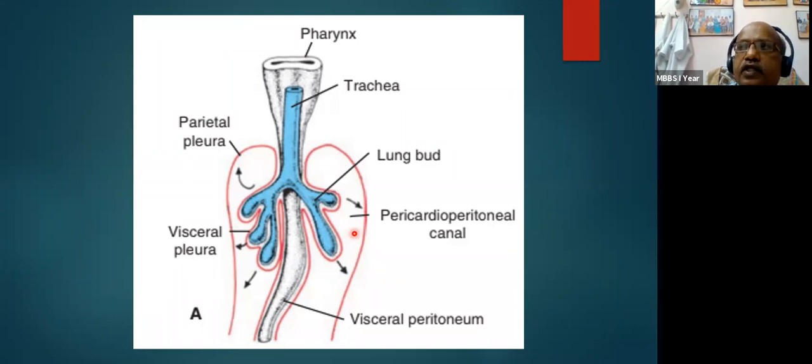If you recollect the diagram and video which I projected while talking about the development of the diaphragm, you can understand this. So they are entering into the pericardio-peritoneal canal. Inside only it is getting completely divided to form your tracheobronchial tree.